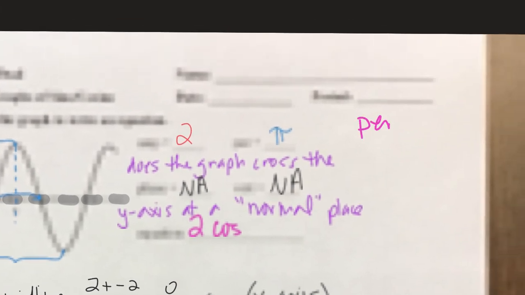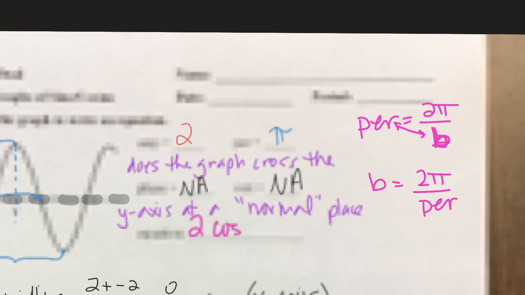Remember, the period is always 2 pi divided by b. b is what goes into your equation. So we need to do some calculations to figure out what b is. We just simply need to switch these two, and that will tell us exactly what b is: 2 pi divided by the period. That's how we calculate your b value. The period does not go into your equation. The b value does. So 2 pi divided by our period, which is pi.